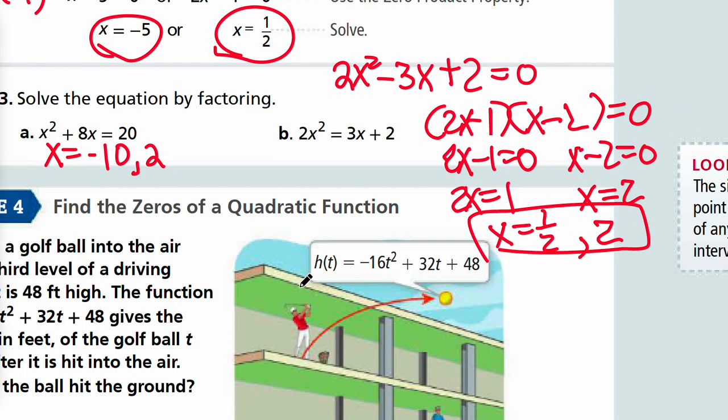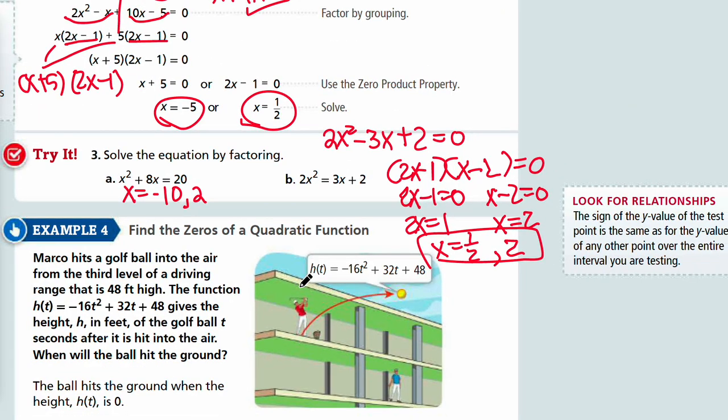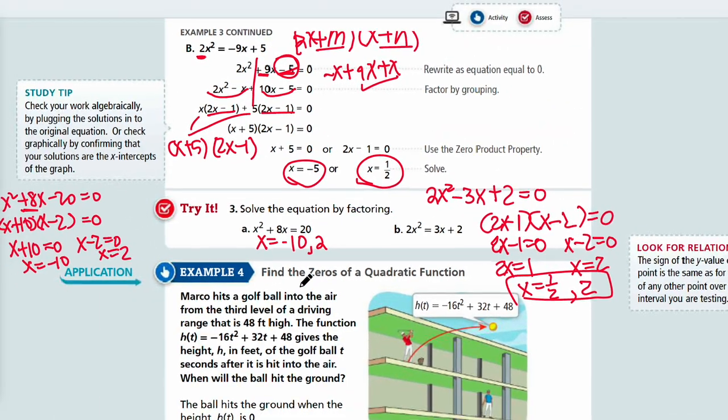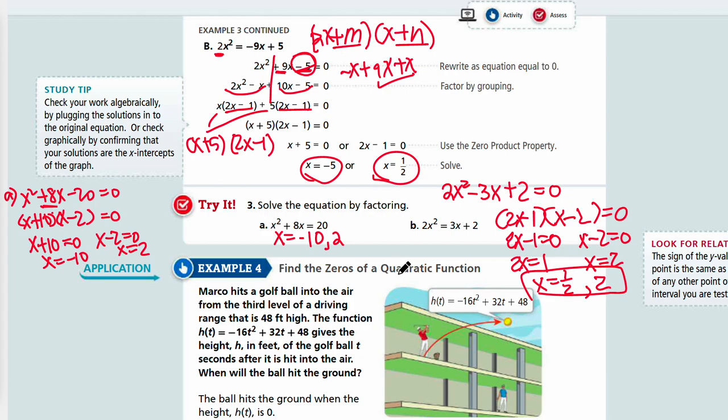Okay, so part A is -10 and 2. Part B is -1/2 or 2. All right, we'll continue with the next example, which is example 4, application problem. We'll continue in the next video.